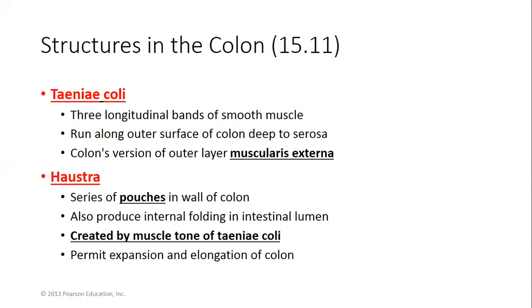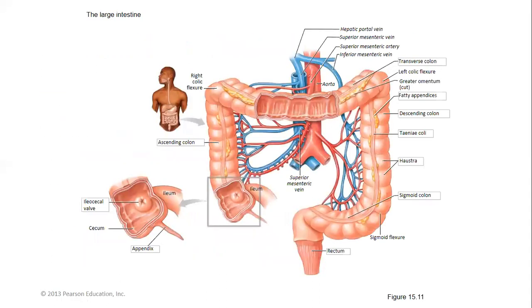So I'm going to flip back to this figure, because this figure shows you the pockets, the haustra. Each one of these pockets, 1, 2, 3, 4, all along are haustra that are created by this longitudinal layer of muscle here, which is the tenia coli. I think it's pointed out on this side of the slide. There's the tenia coli, and there are pockets of haustra.